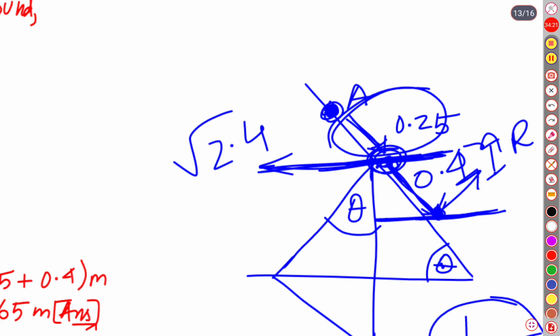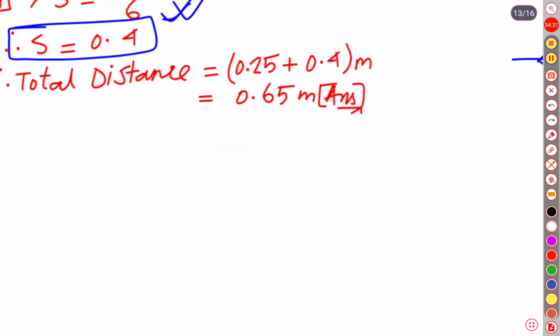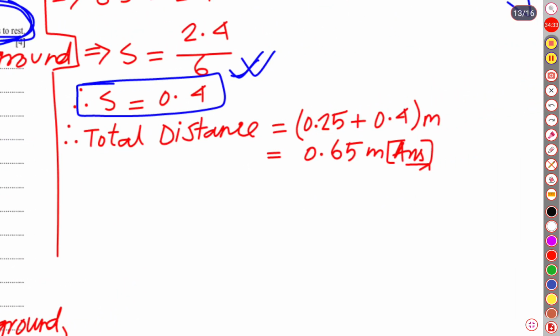Now for the total, from here to here, this distance is to be added. If we add up 0.25 plus 0.4, it will be 0.65. Yes, the total distance for A is 0.25 in the first phase and 0.4 in the second phase. So 0.65 is the total distance.